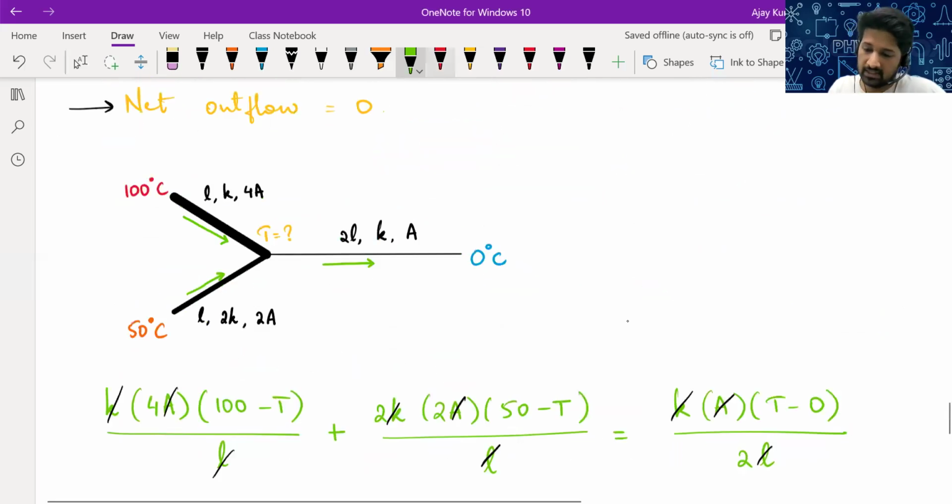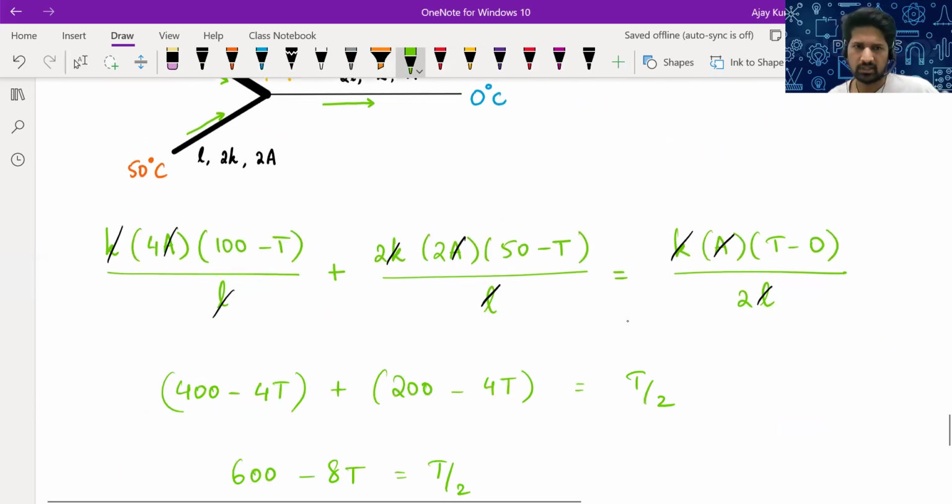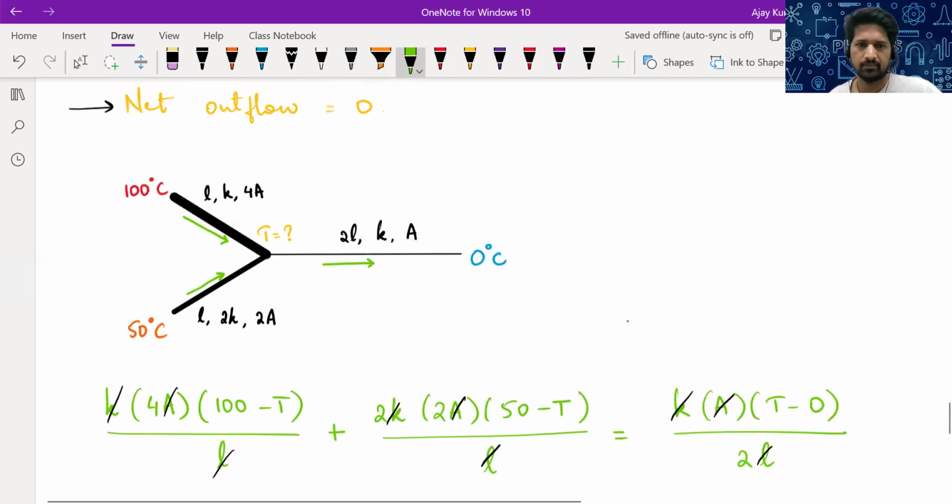Now, I didn't know whether the junction temperature was going to be less than 50 or more than 50, but I assumed inflow in that 50-degree rod also. That's okay. The equation will take care of it. You write the equation properly, you will get the correct answer. Okay, let us solve this problem in another manner. Let's assume inflow in all three rods.